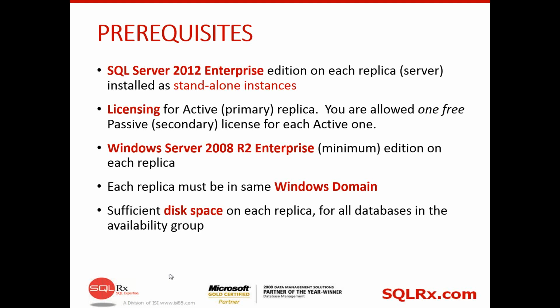So your first replica, you're going to need to purchase a license. Your second replica, you get a free license. Third replica, you'll have to purchase a license. Your fourth replica, you get a free one. And your fifth replica, you have to purchase a license. Now, that being said, I am no licensing expert, so this is just my understanding of it. Please contact your Microsoft rep or whoever handles your licensing to get further clarification on that.